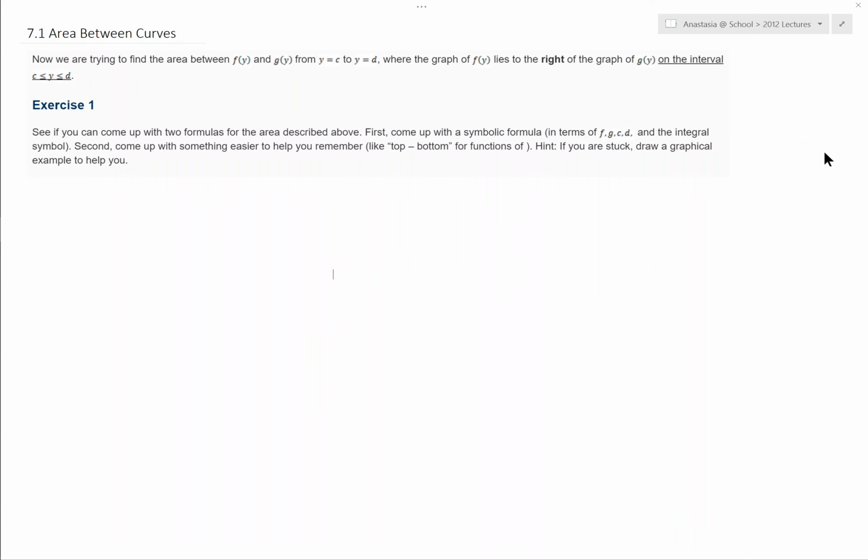So it's important to be able to find the area between two curves that's written in terms of y as well. So this exercise, which you really should try to do on your own before watching this video, asks you to see if you can come up with two formulas for the area that's described above. So this area is the area between the function f of y and g of y from y equals c to y equals d, where the graph of f of y lies to the right of the graph of g of y on this interval from c to d.